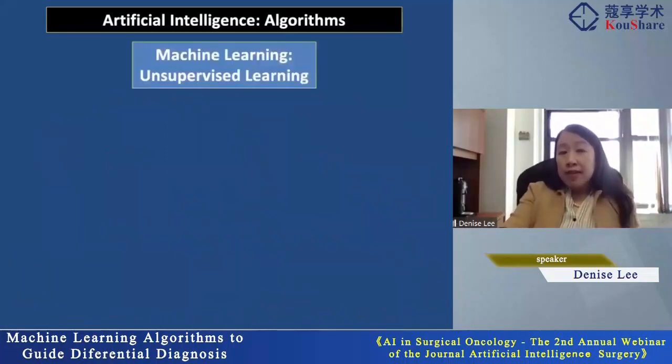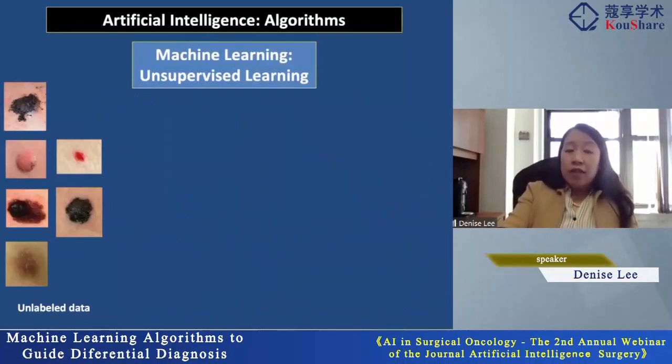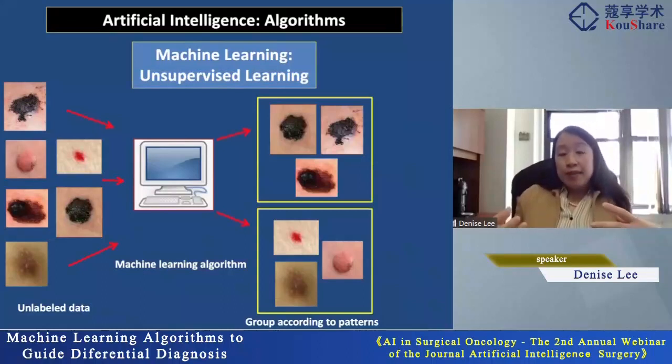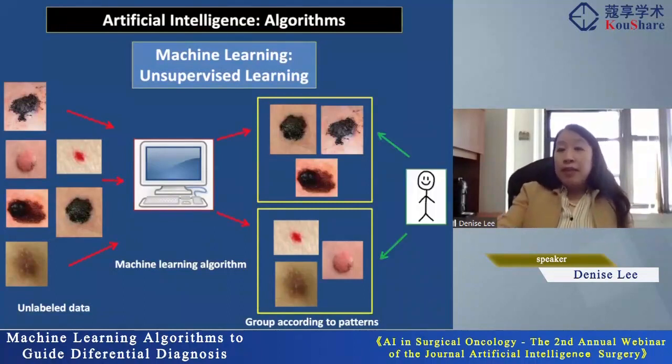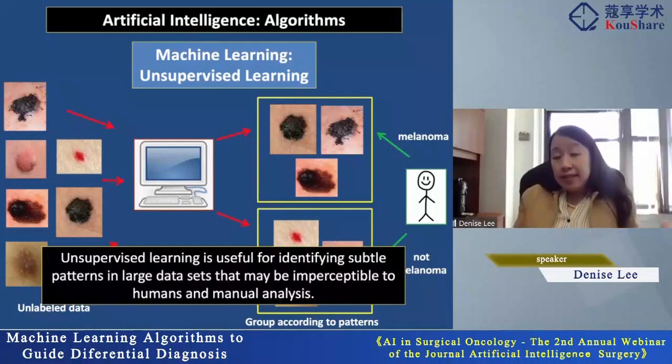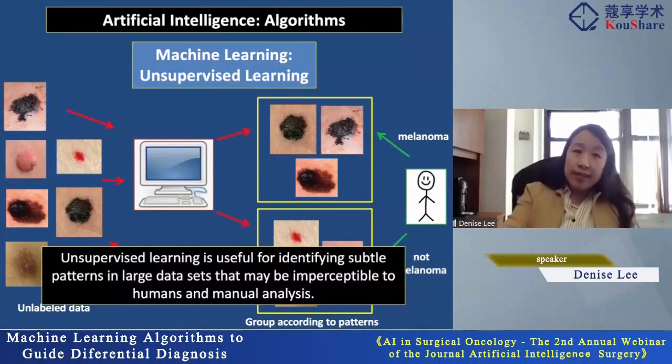When we think about unsupervised learning, it's slightly different. We have lots of unlabeled data. We input it into a machine learning algorithm that can then group the data, images or whatnot, according to subtle patterns that it detects. Then we, as human beings, are able to go back and identify the patterns that the machine learning algorithm has recognized as, for example, melanoma versus not melanoma. Unsupervised learning is very useful because it can help us identify very subtle patterns in large data sets that are otherwise imperceptible to the human eye in manual analysis.